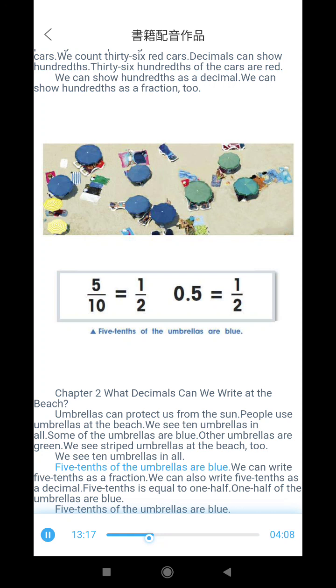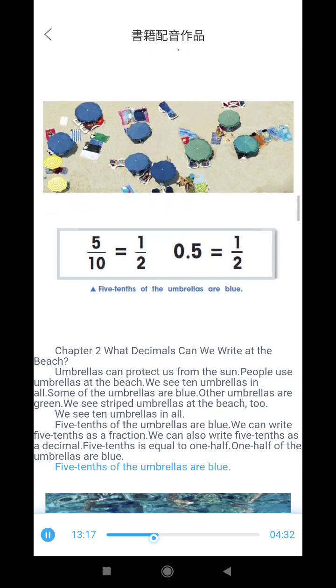5/10 of the umbrellas are blue. We can write 5/10 as a fraction. We can also write 5/10 as a decimal. 5/10 is equal to 1/2. 1/2 of the umbrellas are blue. 5/10 of the umbrellas are blue.